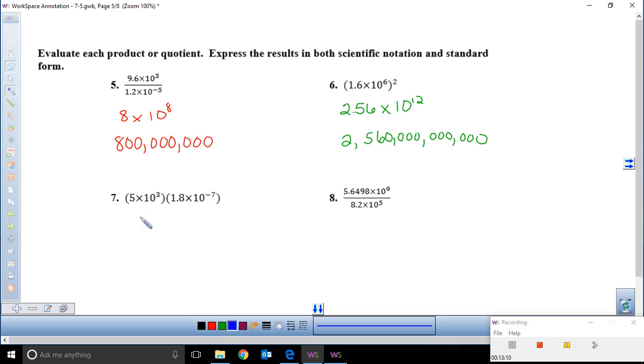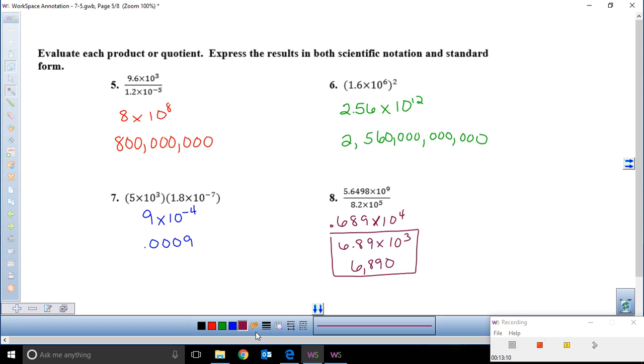On number 7, when we multiply those together, we're going to get 9 times 10 to the negative 4th, which is in standard form 0.0009. And then finally on number 8, when we divide those, we're going to get 0.689 times 10 to the 4th, but that's not in scientific notation, so we need to move that decimal place over and get 6.89 times 10 to the 3rd, which is 6,890. And we can box those two answers.